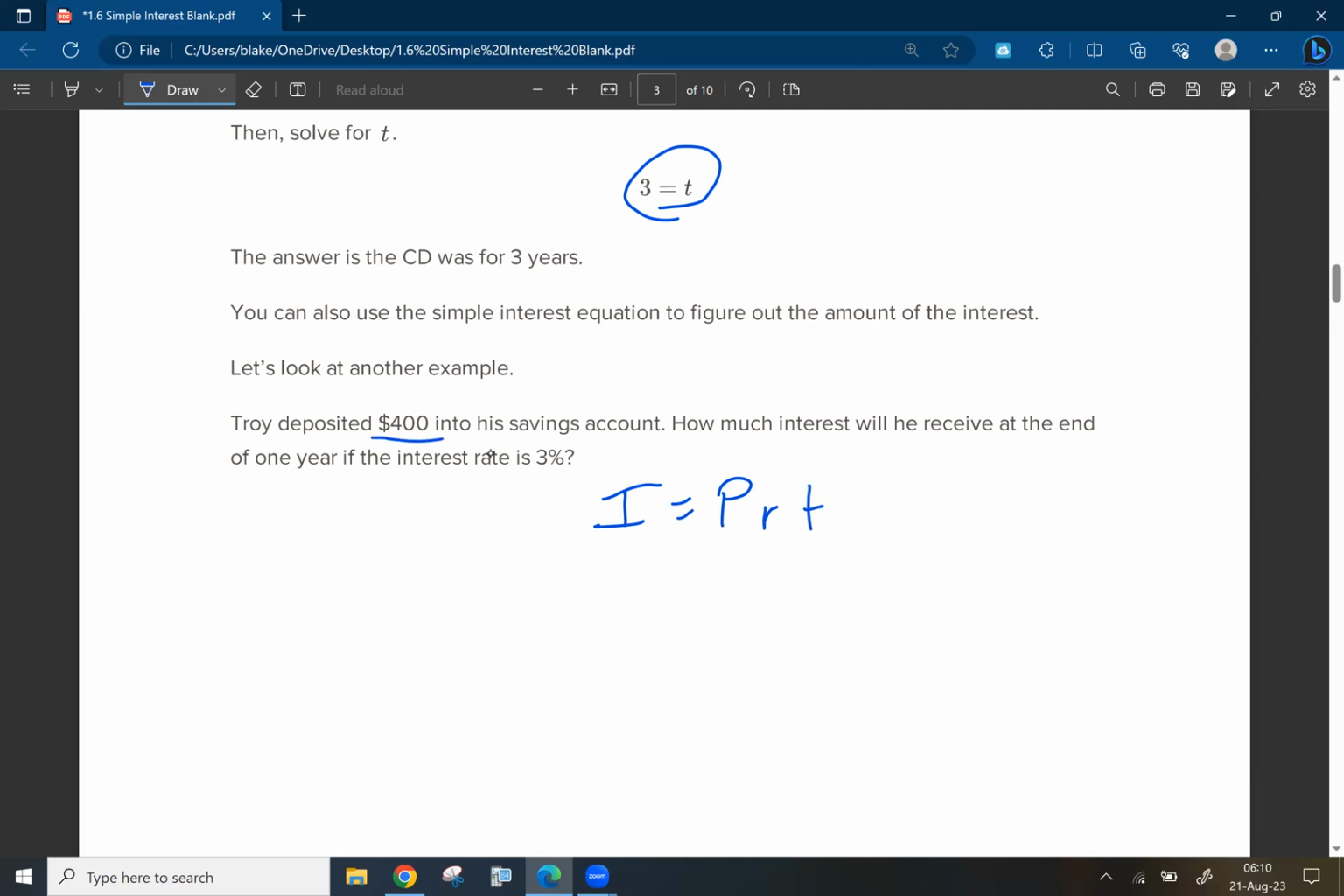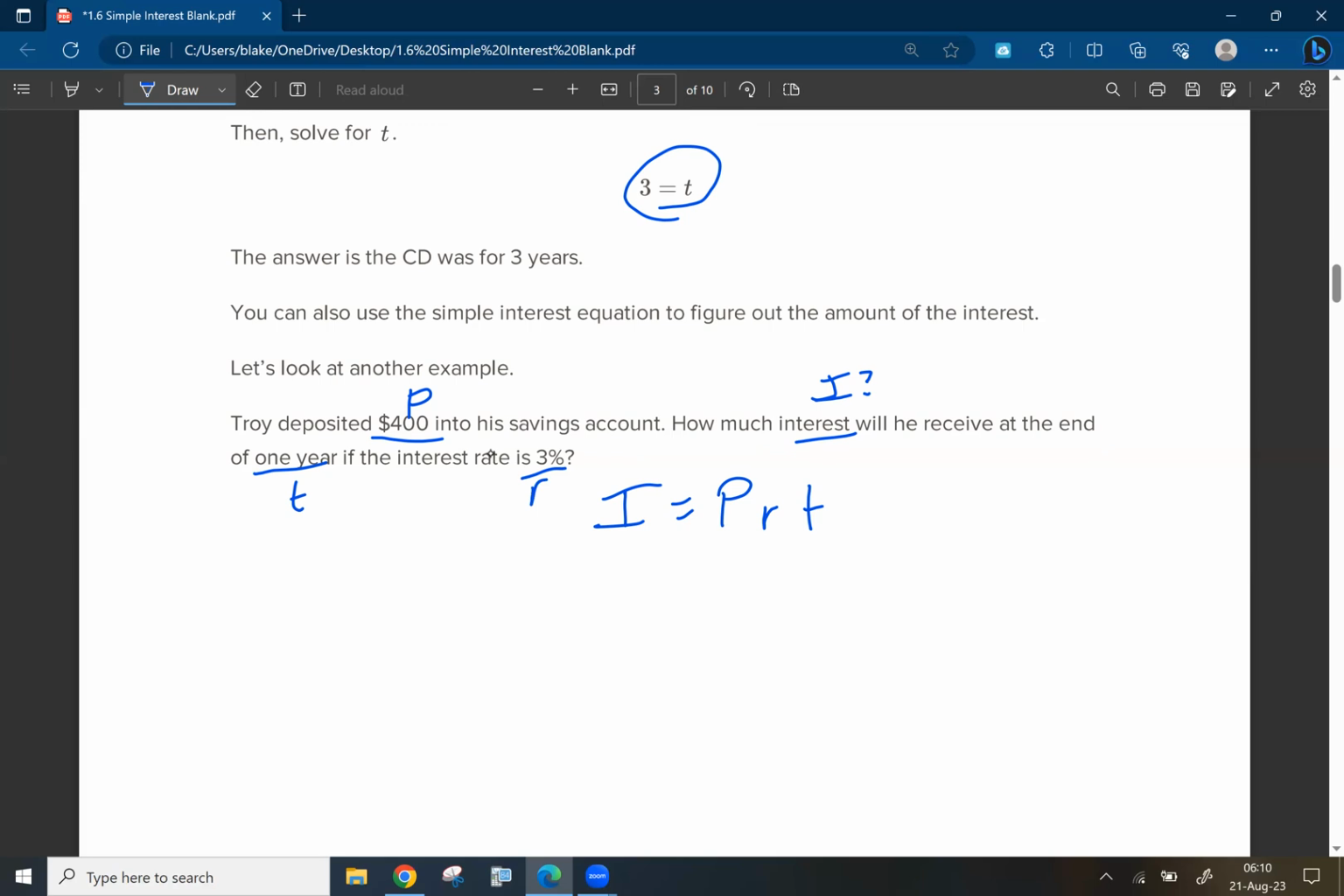Troy deposited 400. That's your P, your initial deposit, your initial amount. How much interest? It's asking for I, so I is what we're going to look for here. Will he receive at the end of 1 year? That's your T. And his interest rate is 3%. That's your R.